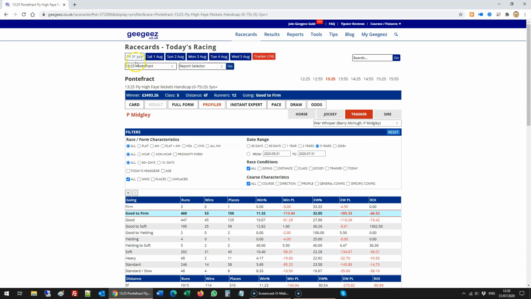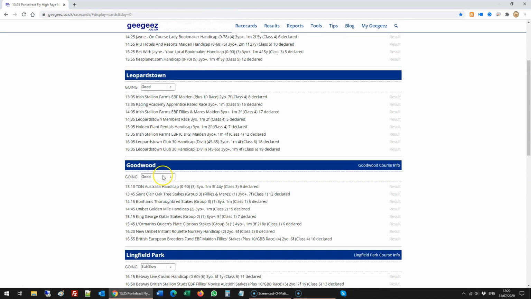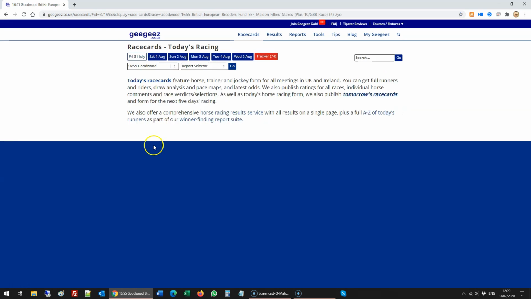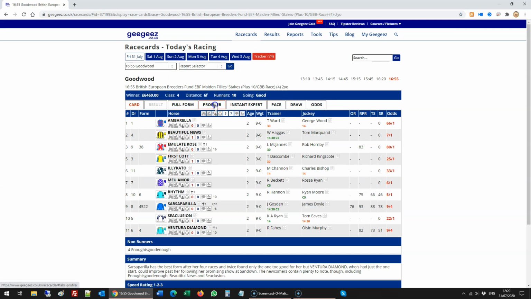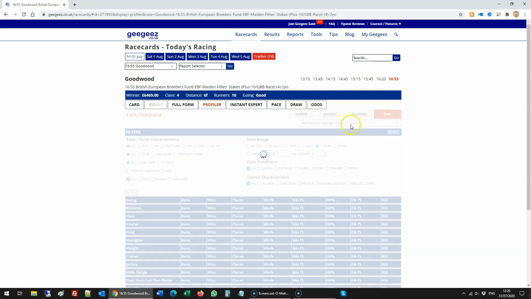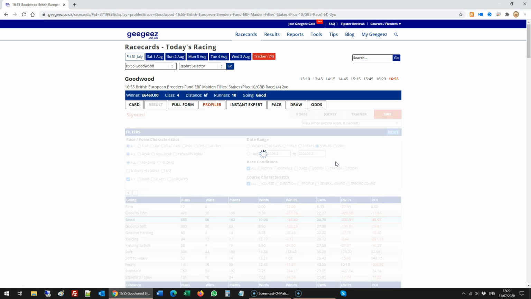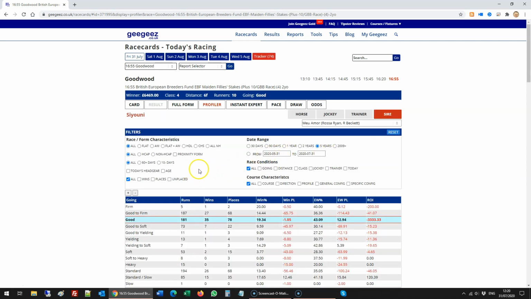I'm going to choose a race at Goodwood today. Not quite arbitrarily chosen, but very nearly. And I want to look at the sire of the 7 horse, which is Siuni. Here we have Siuni, who is an excellent sire, by the way, top class. These are his 5-year data.